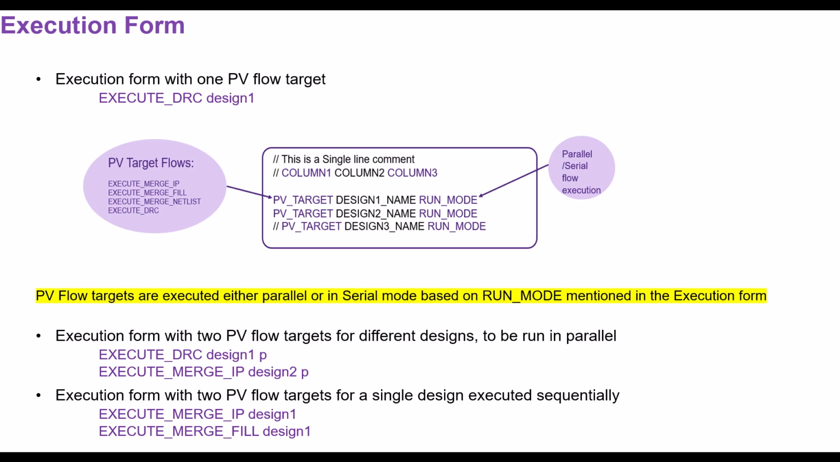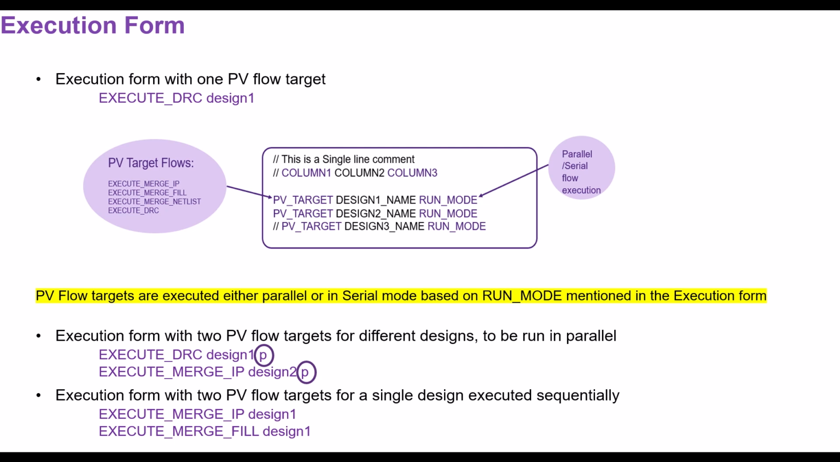Execution form is a text file created by user which holds all the PV targets to be executed. We know if there is one PV target to be executed, we provide execute PV flow target and design name. ICVRM allows the user to have multiple flow targets, like if there is no data dependency, then user can provide multiple designs at a go by providing letter P in the third column of execution form.